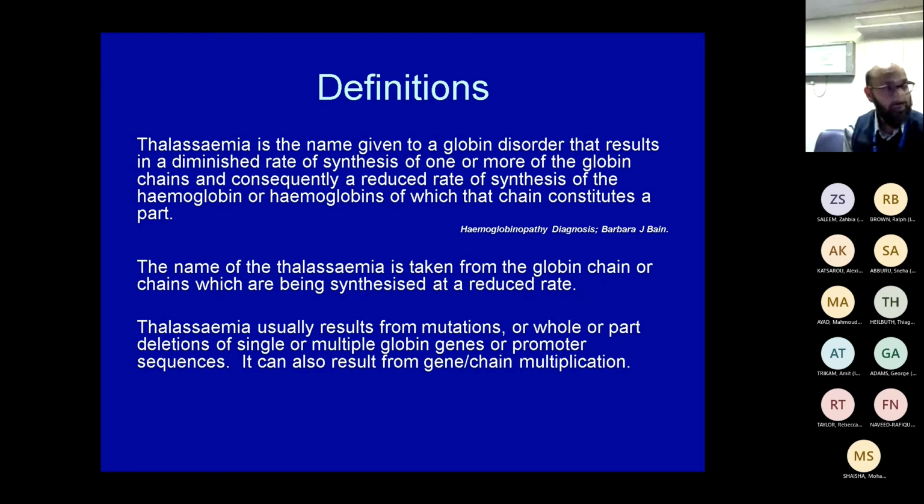So for instance, beta thalassemia refers to the situation where the beta globin chains are being synthesized at a reduced rate or not being synthesized, and vice versa for alpha. Thalassemia usually results from mutations or deletions of single or multiple globin genes or the promoter sequences of the globin genes.